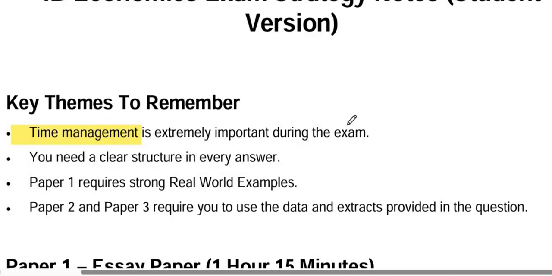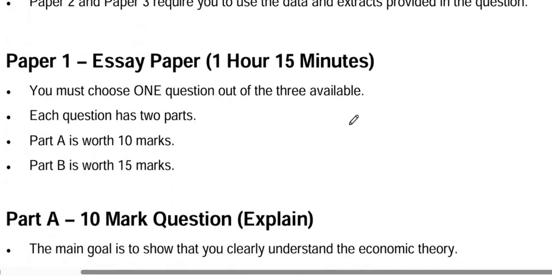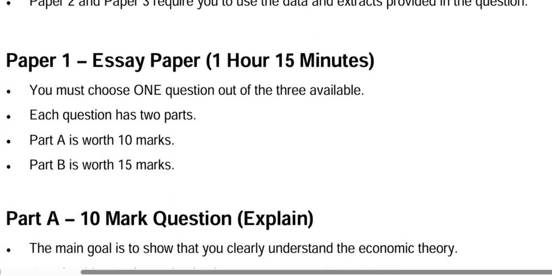Now let's jump into the Paper 1 section. Our Paper 1 is 1 hour and 15 minutes, and this is actually an easy paper because there will be 3 questions, and out of those 3 questions we have to choose only one question and answer only that one. And in that question there will be two parts, part A and part B. Part A is worth 10 marks and part B is worth 15 marks.